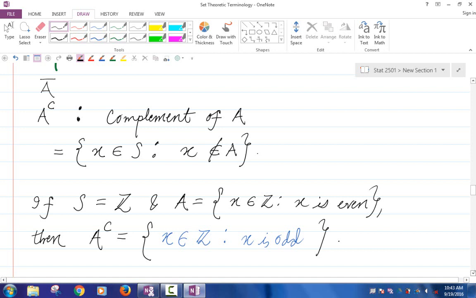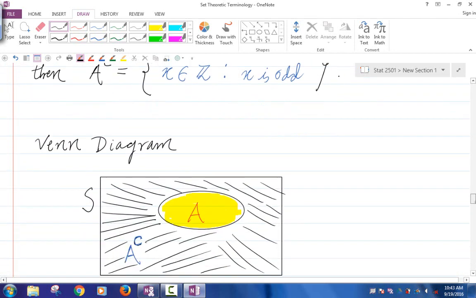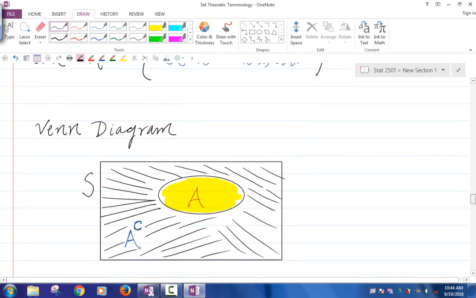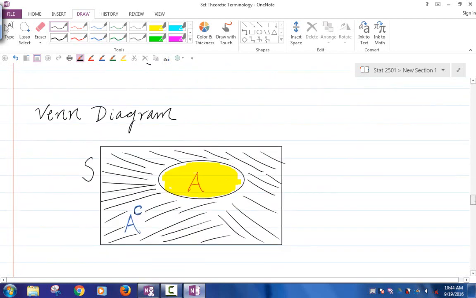Is everybody okay? So maybe I should say the complement of A in the universal set S, right? Okay, so in a Venn diagram, this is how the complement looks. Here, the yellow region is the set A, and A complement is everything in S that's not in A. Everything in S that's not in A. Right? That's a complement. Is everybody okay with that? Did you guys need time to write this down?